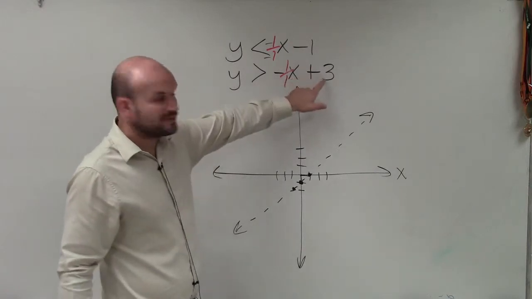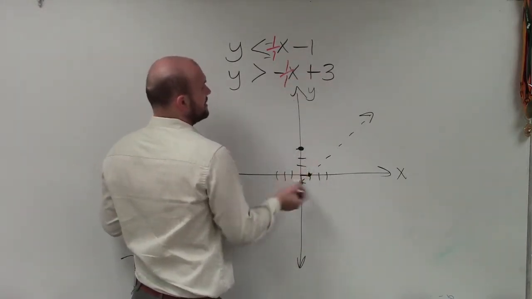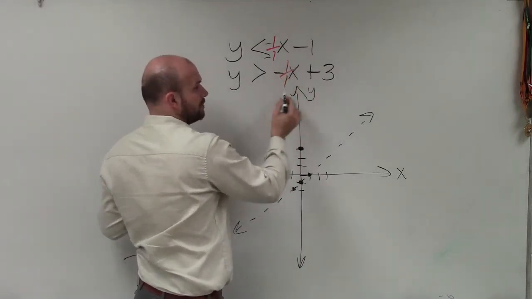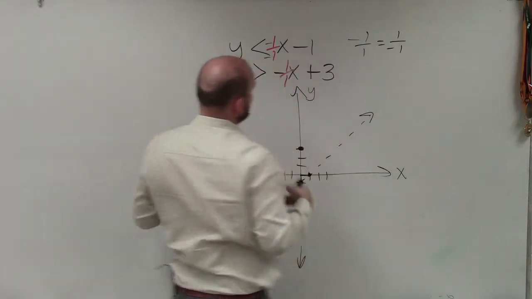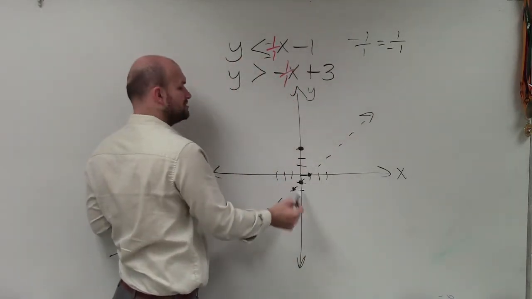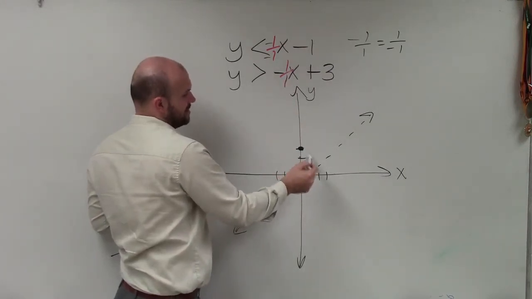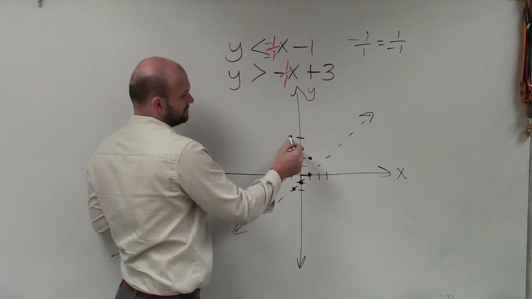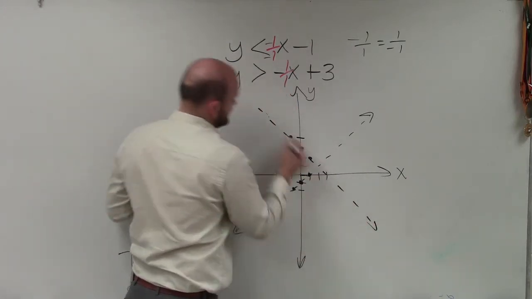Now, this one has a y-intercept of +3. So I go up to 3, 1, 2, 3, and make a nice big dot. But now my slope is -1 over 1. -1 over 1 is the same thing as 1 over -1, so it doesn't matter which one I do. Just like with the positives, I could go down and to the right, or I could go up and to the left. But again, you're going to see we have a dashed line.